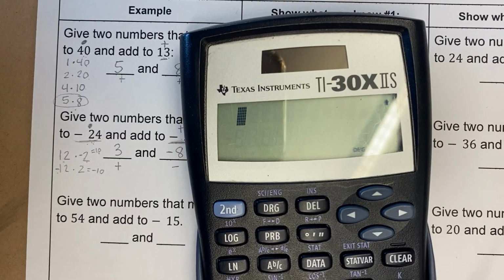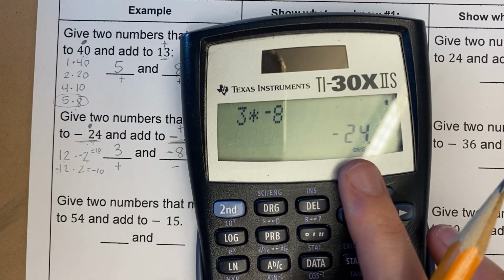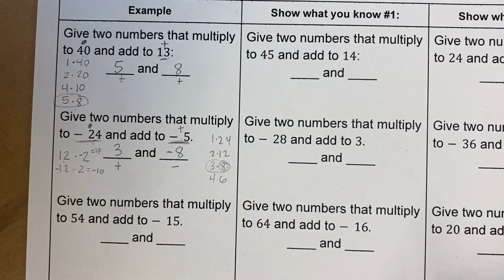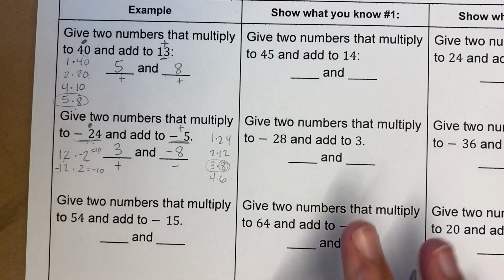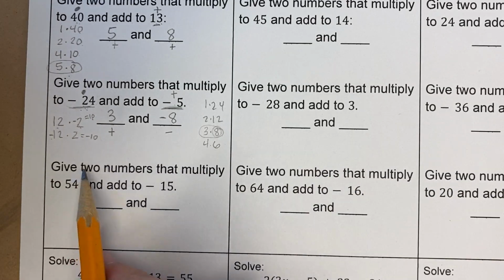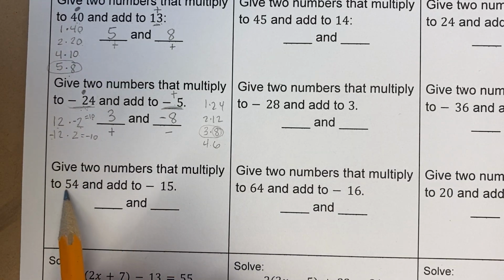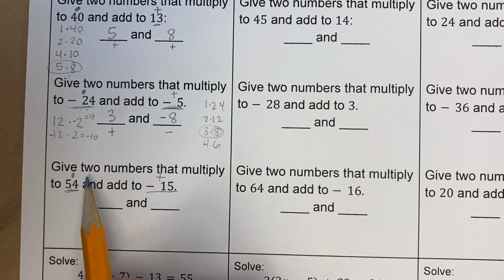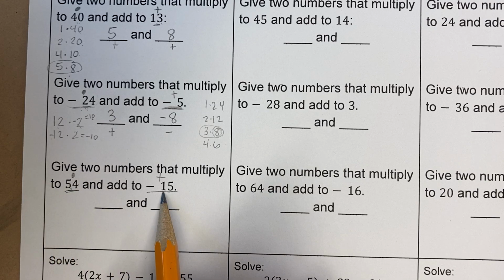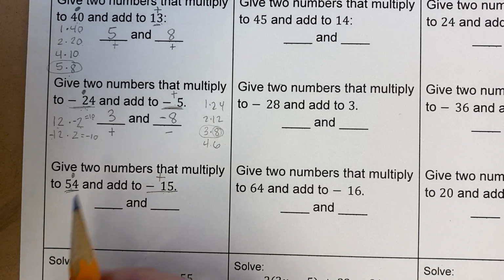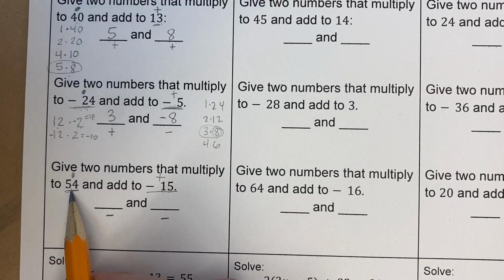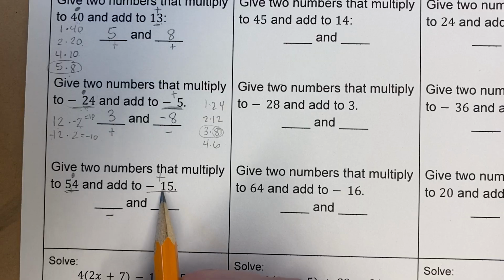And once again, feel free to use your tools in order to check your answers. Okay, what we're looking for here is, can you use all your resources and get a correct answer, even if you're struggling with it? Last one, give two numbers that multiply to 54 and add to negative 15. Notice here, they're multiplying to a positive and adding to a negative. There's only one way to accomplish that. That's a negative times a negative is a positive. A negative plus a negative is a negative.